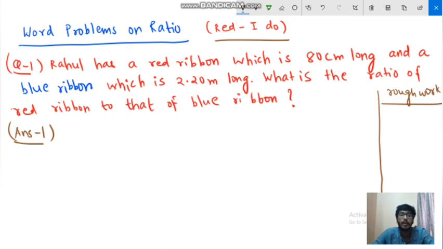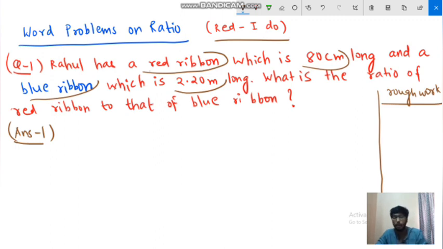So the question is, on your screen, Rahul has a red ribbon which is 80 centimeter long, and a blue ribbon which is 2.20 meter long. What is the ratio of red ribbon to that of blue ribbon? Okay, so how will you present the answer to this question? First, try to understand what has been asked for. You have been asked to find the ratio of red ribbon to blue ribbon. Okay, so in the rough work, frame the solution to the question, what is being asked, so you have to find the ratio of red to blue.